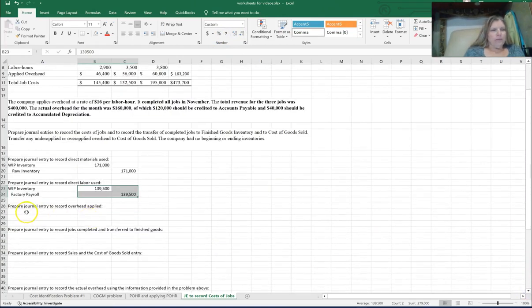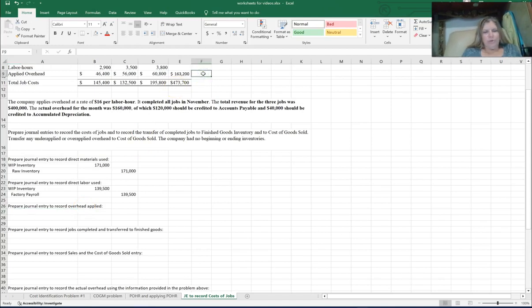And this journal entry says prepare the journal entry to record overhead applied. And that is the 163.2. Overhead applied. So again, that is a work in process item, because it is what we had to use that wasn't a direct material or a direct labor. We talked about this in a previous video. The three items that make up product costs are direct materials, direct labor, and manufacturing overhead.